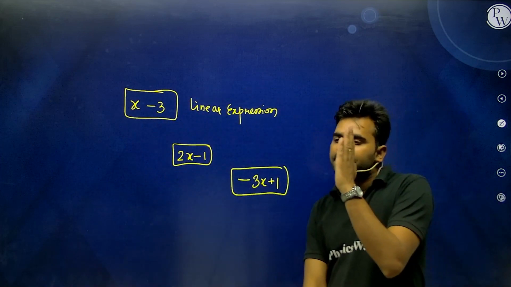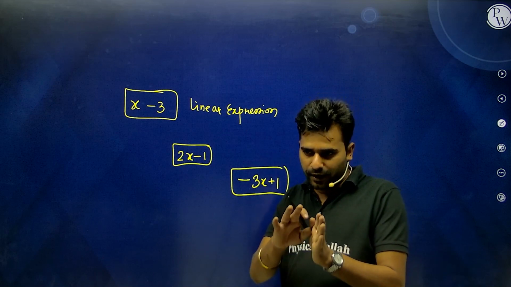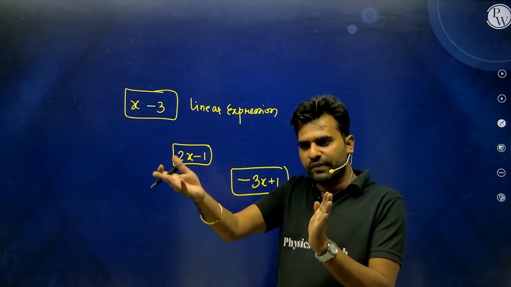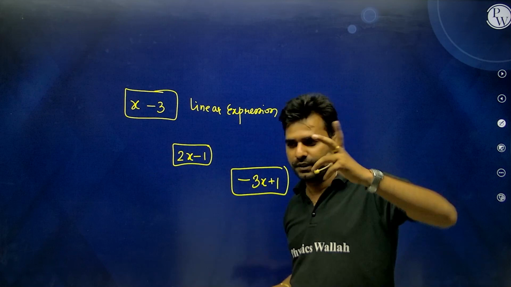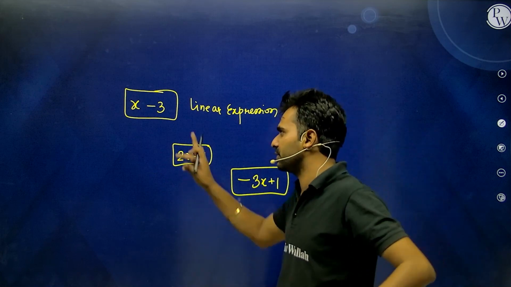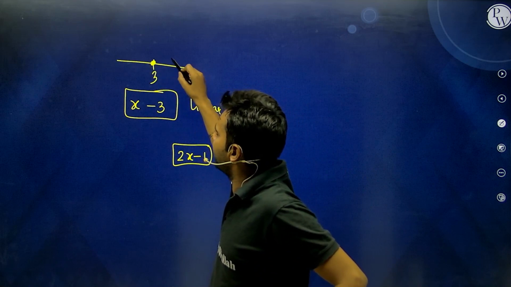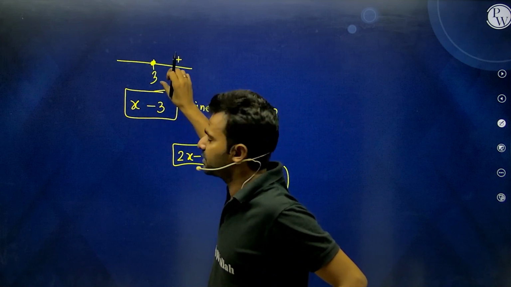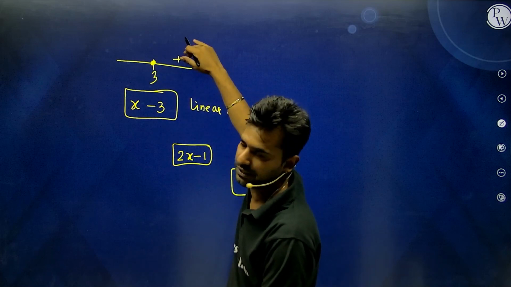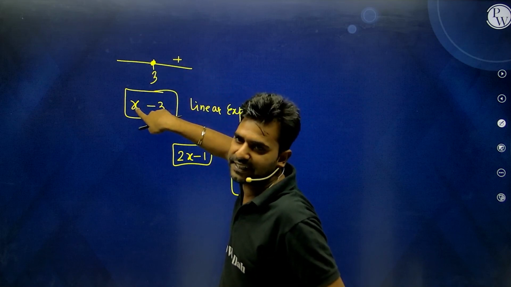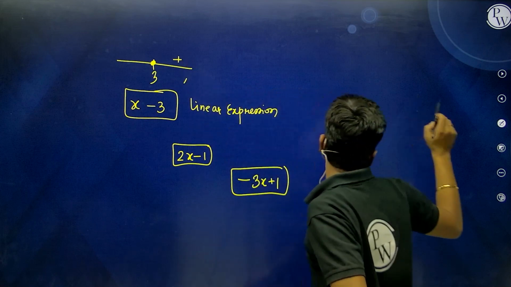So linear expressions do possess this very, very important property. What? At a certain value of x, its value becomes equal to 0. And on either side of that value of x, the sign of the expression is opposite. Just see, at 3 the value of this expression is 0. These are the values of x, and these are the signs for x minus 3. So if you put any value of x greater than 3 over here, the expression is going to be positive. That is, x minus 3 is going to be positive. That's why I have written positive.